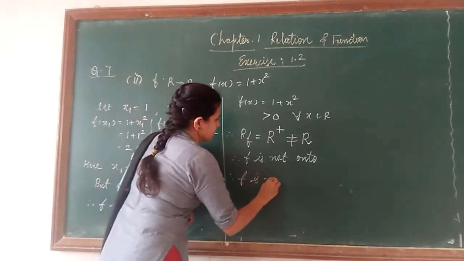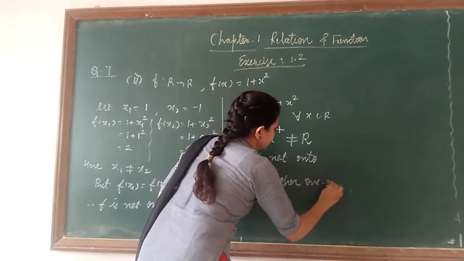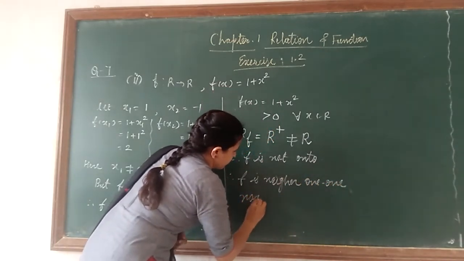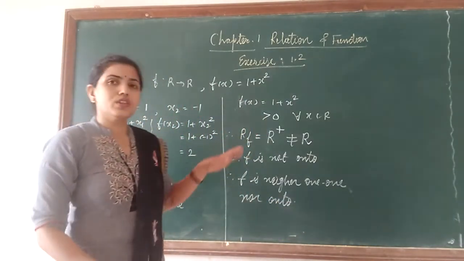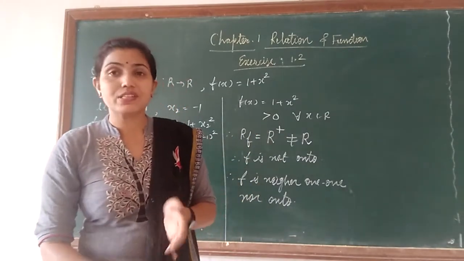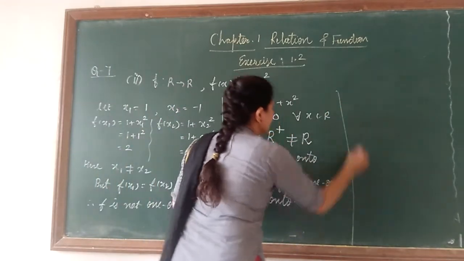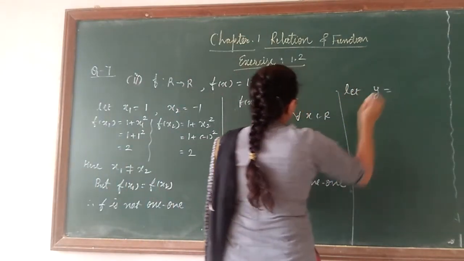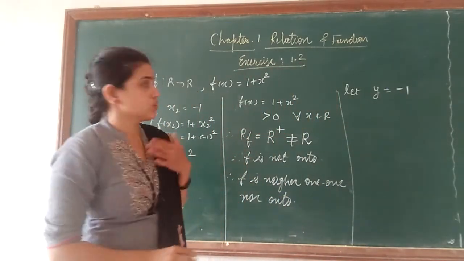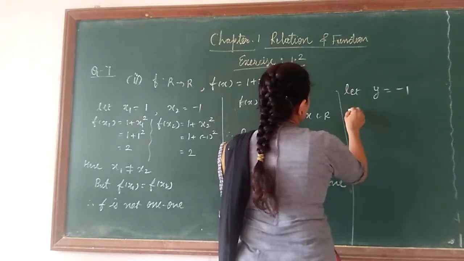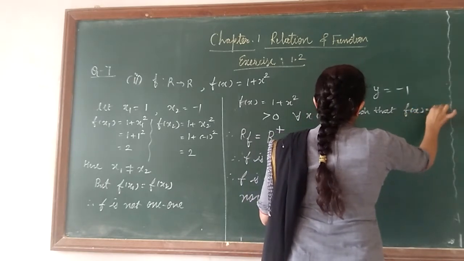Therefore f is neither 1-1 nor onto. Okay. So now if you want to do this by the definition, we suppose any y in the codomain. So that is also how you can do this. Let y be equal to minus 1. Any negative value you can take, minus 1, minus 2, such that f of x is equal to y.